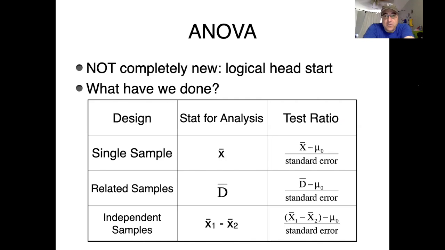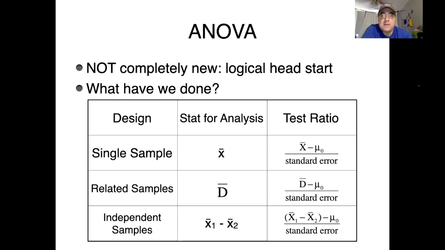ANOVA stands for Analysis of Variance. And if you think about it, we've been analyzing variance for quite some time now. We just haven't called it ANOVA. So while ANOVA might look a lot different from what we've done before, it's actually following a logic that should be very familiar to you.